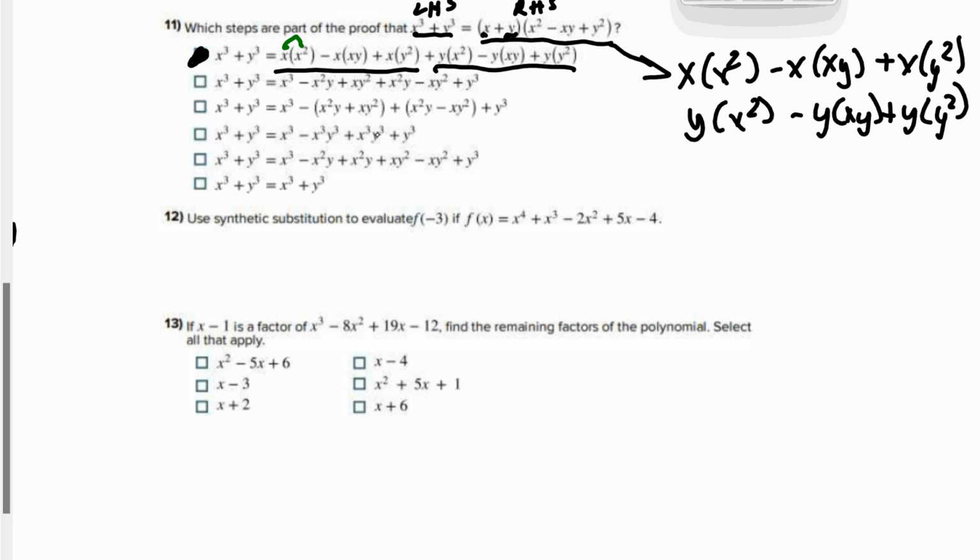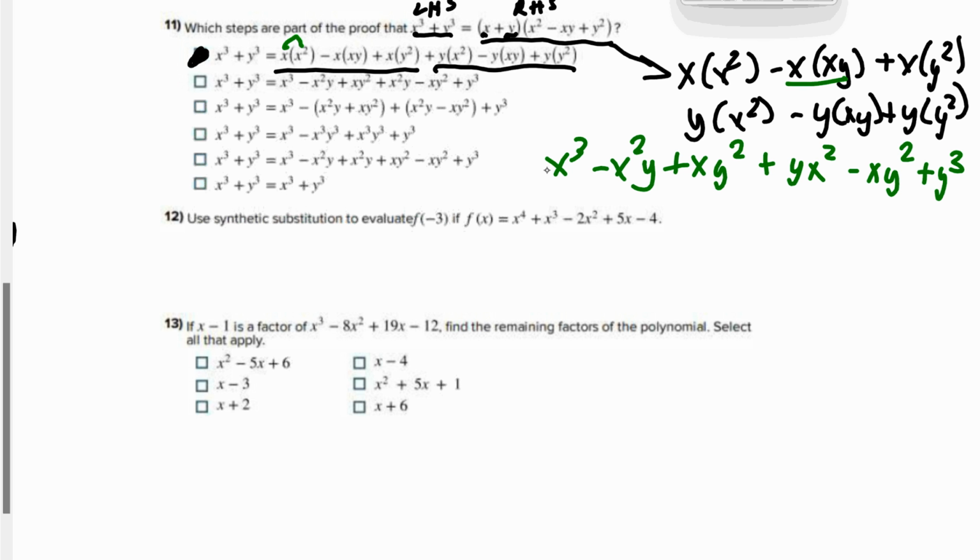They multiply these two, so we get an x cubed, we get a negative x squared y right here, and then we get an xy squared, and then we get a yx squared, and a negative xy squared, and then we get a plus y cubed. And we can see that answer just below it right there. Okay, and then we can rearrange these, right? If I rearrange them, I notice that that one just puts those together and factors out a negative. We haven't done that.